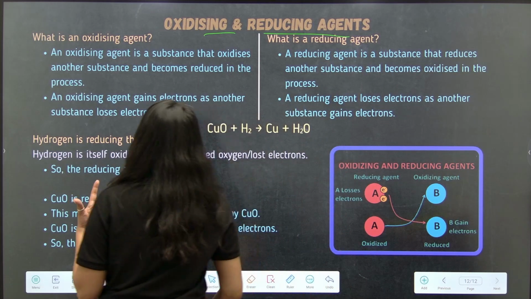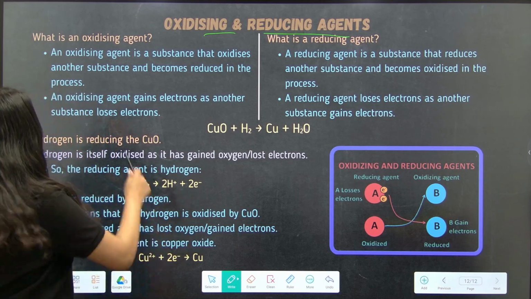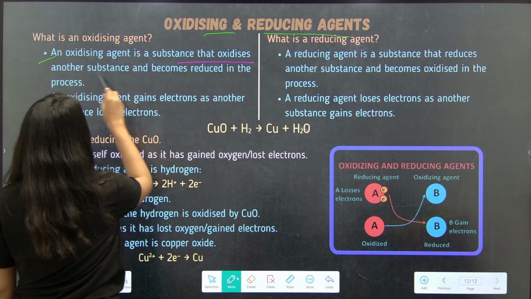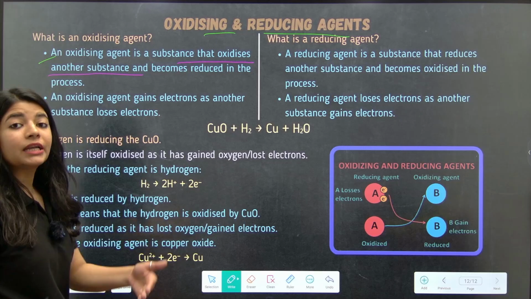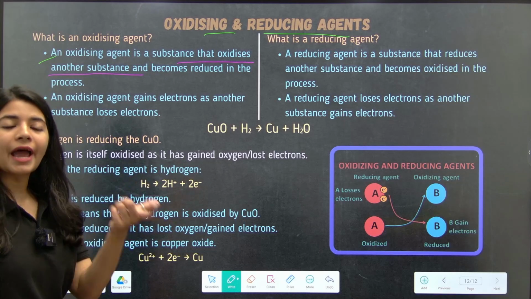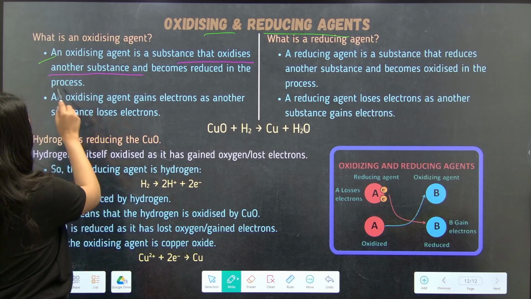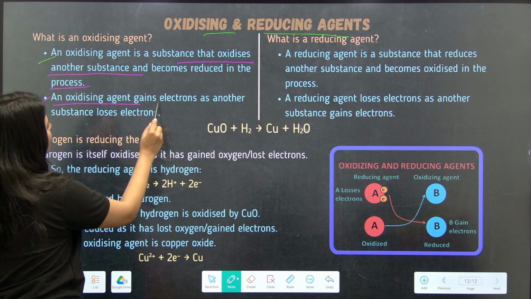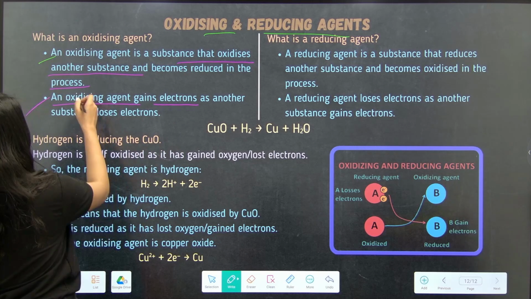So, the agent or the substance that oxidizes another substance, but itself gets reduced, that is your oxidizing agent. Okay, an oxidizing agent gains electrons. This is important. What is an oxidizing agent?